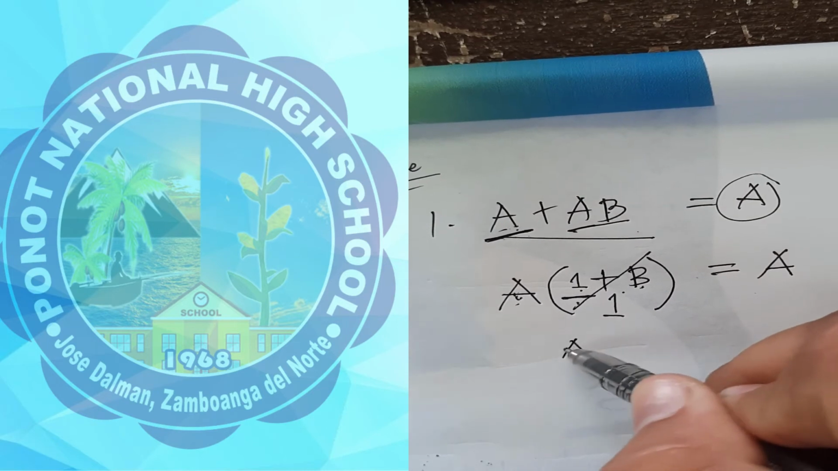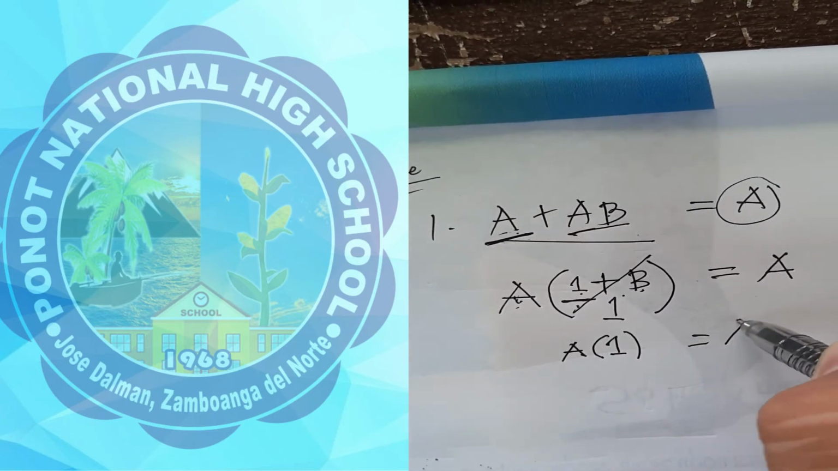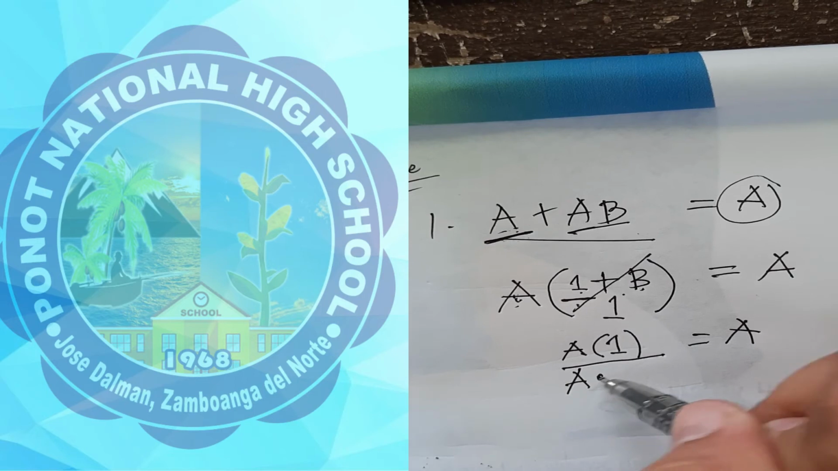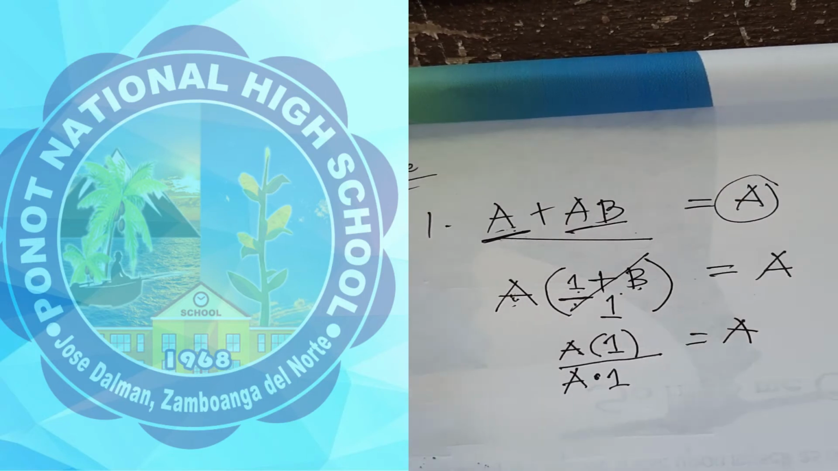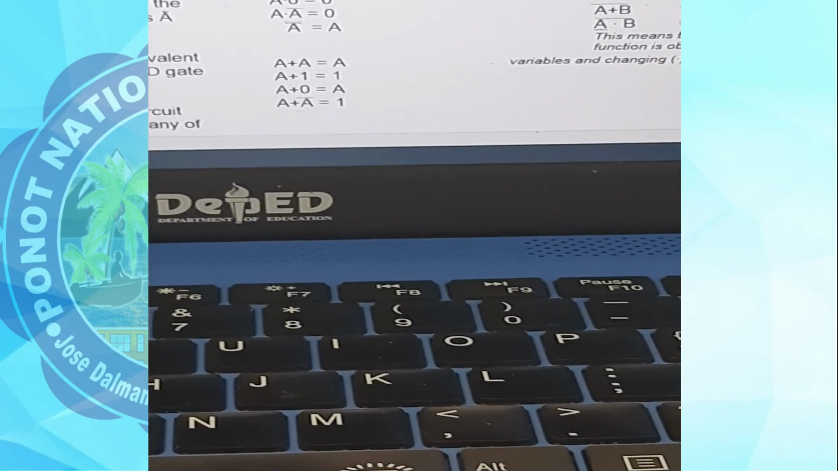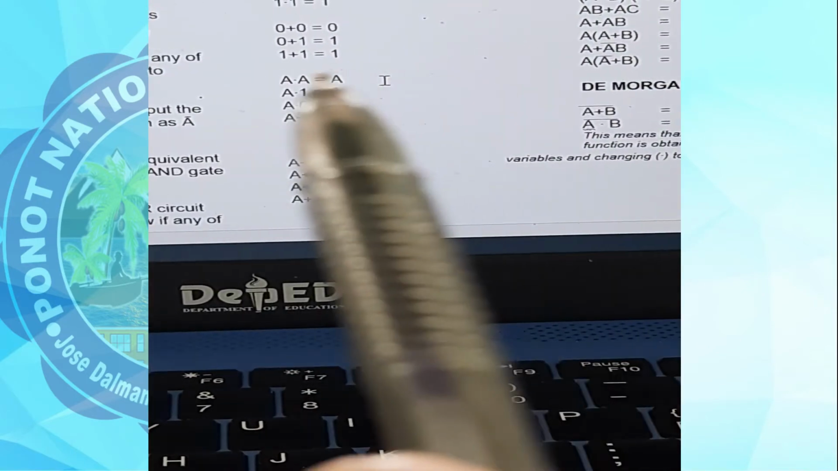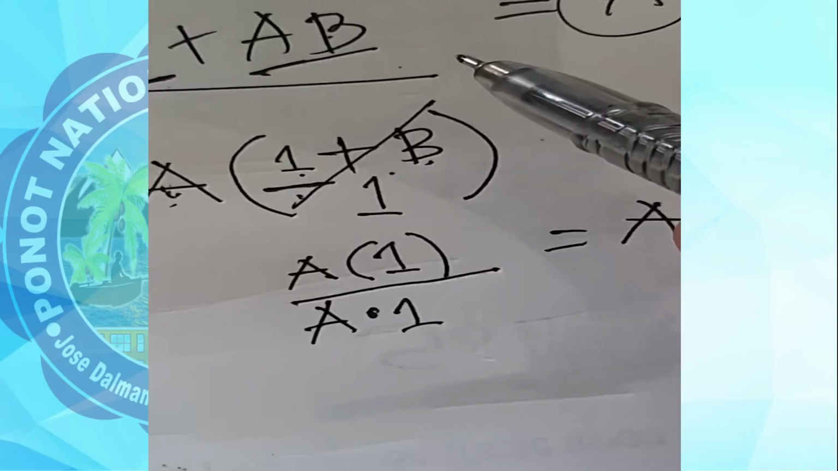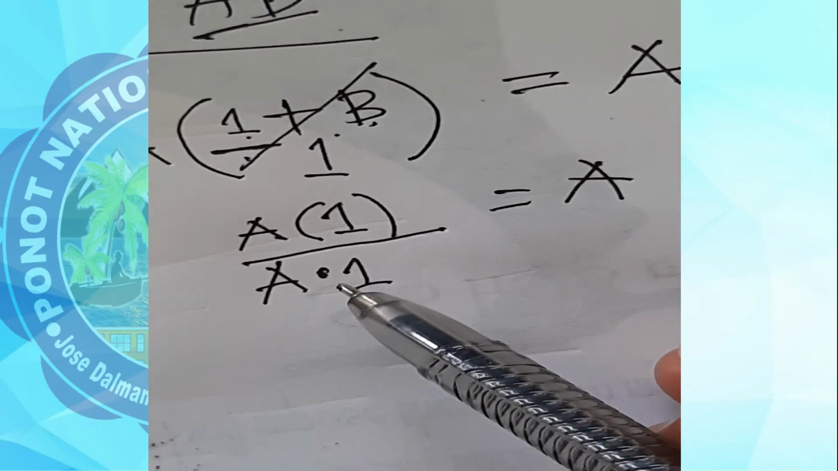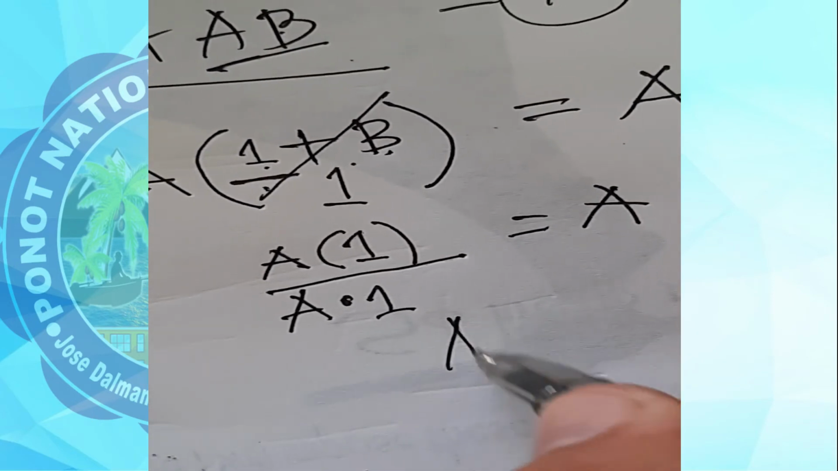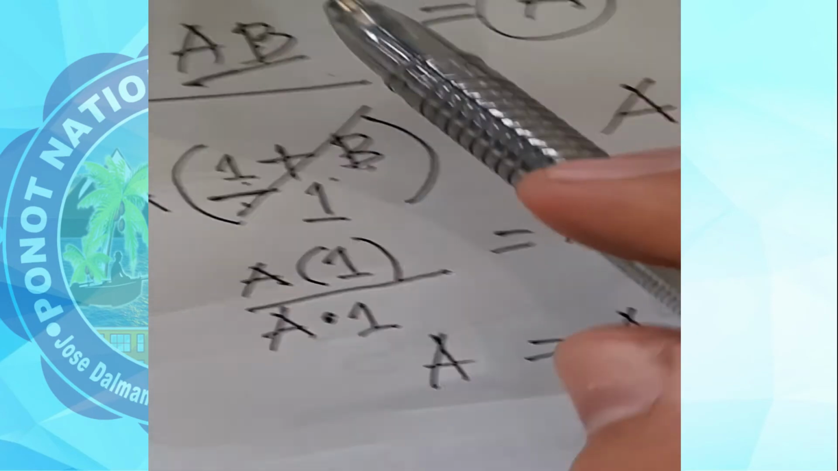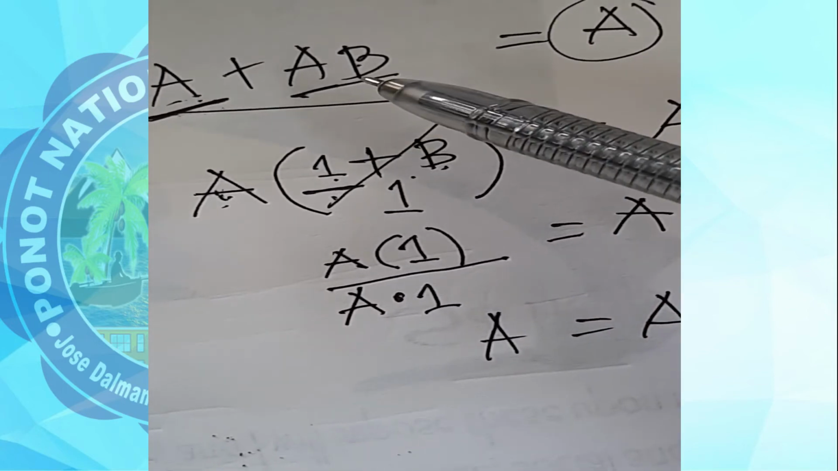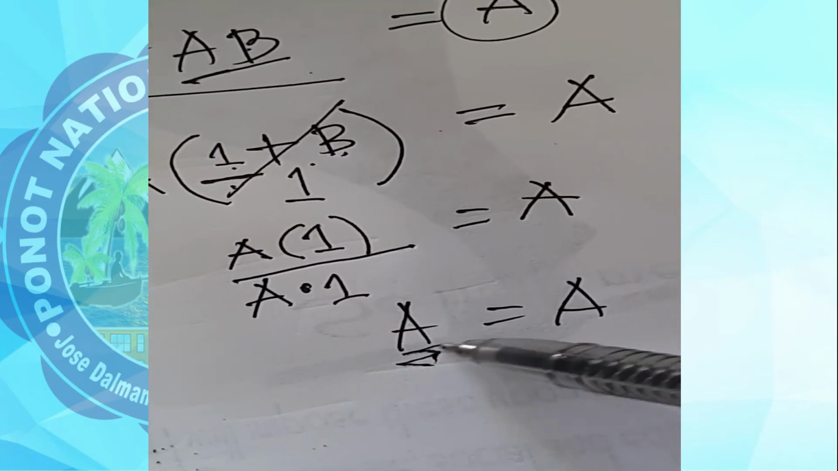So therefore, A times 1 is equal to A. If we look at A times 1, or A dot 1, in our postulate, A times 1 is equal to A. So therefore, A times 1 is A. So we proved that A plus AB is equal to A. If we simplify A plus AB, it will give a value of A.